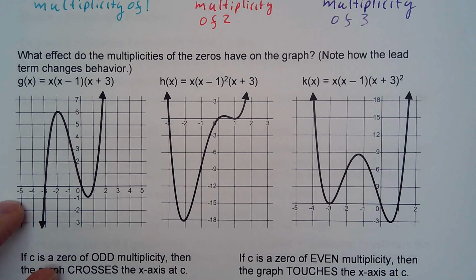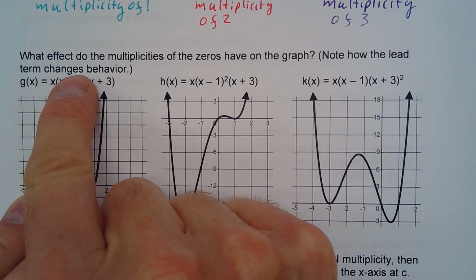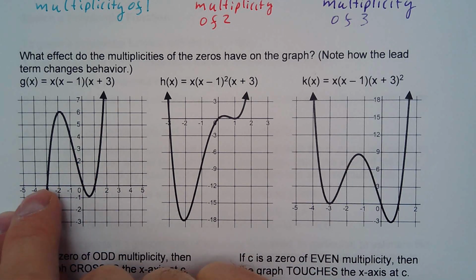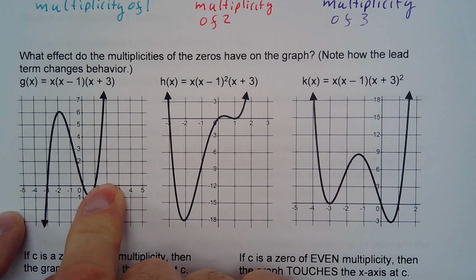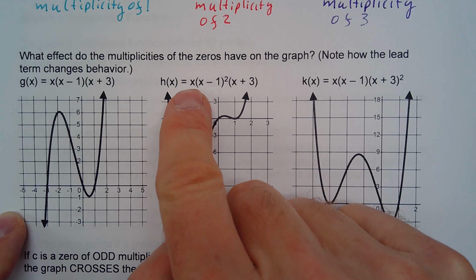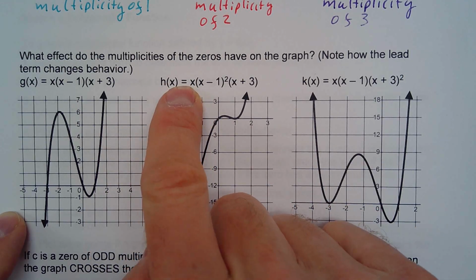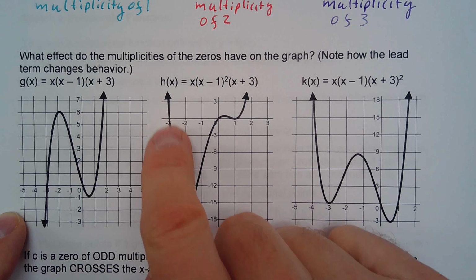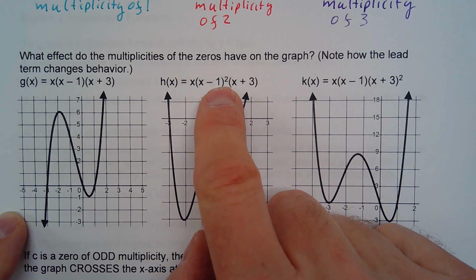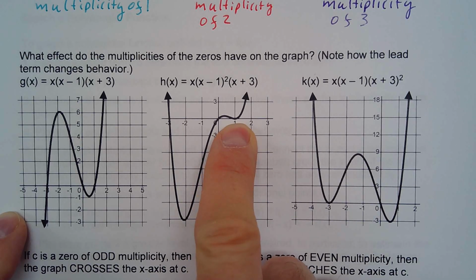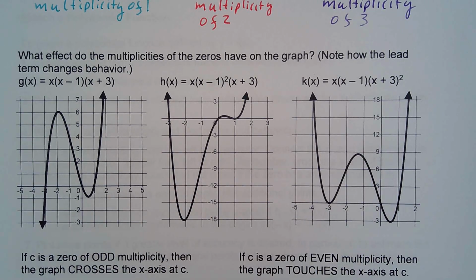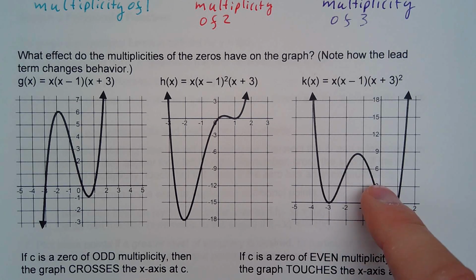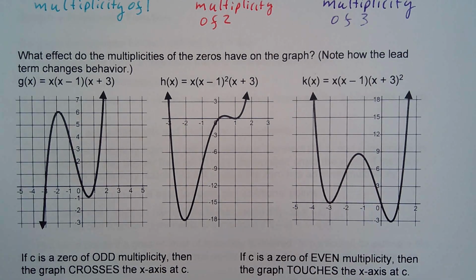So here you notice that each of my powers here are 1. They're odd, and notice that the graph crosses at each x-intercept. Here it's odd at 0, odd at negative 3. So notice that at 0 and negative 3 it crosses. But at x equals 1 it touches because my power is even. So this should be cross, cross, touch.